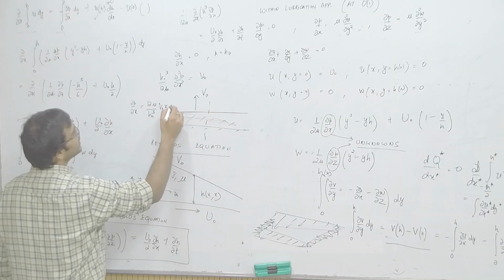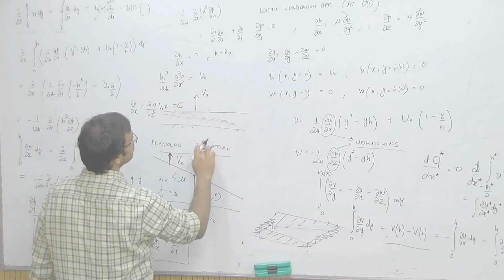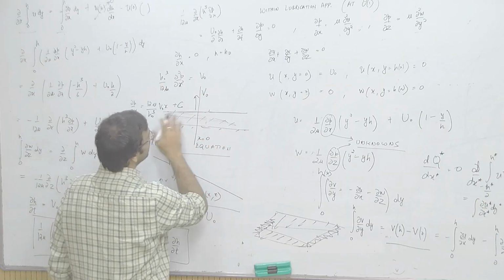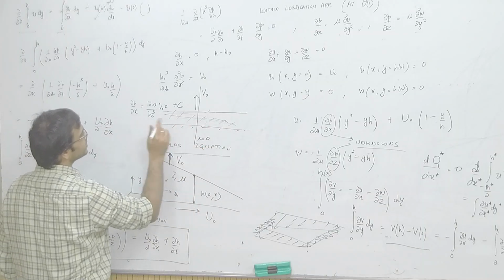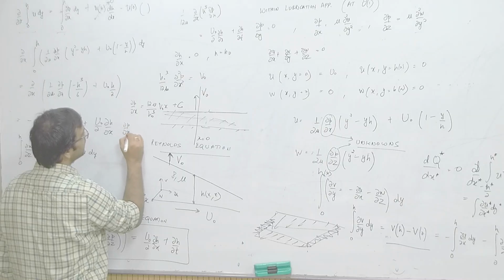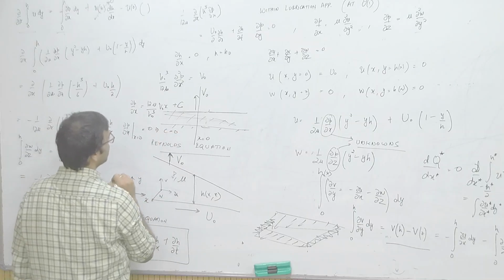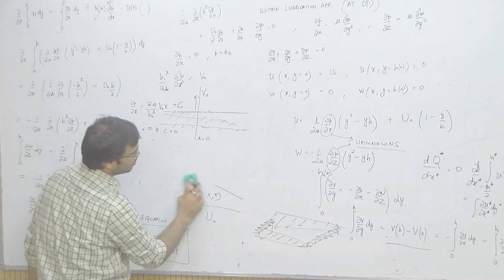You can say that it is some plus c, but if this is your x equal to 0, and for a symmetric variation of pressure, you will say that del p over del x at x equal to 0 should be 0, which means c is 0. This is the symmetric boundary condition.